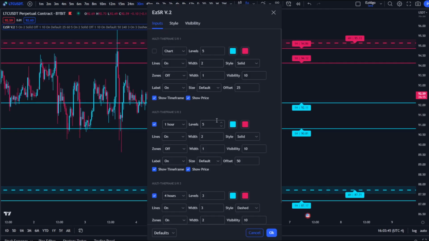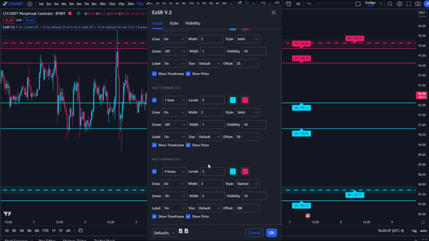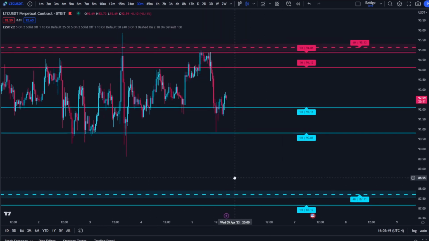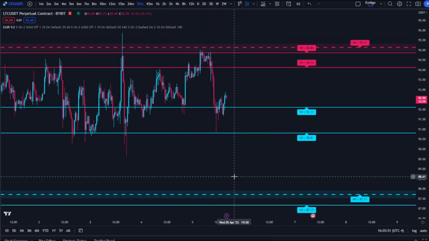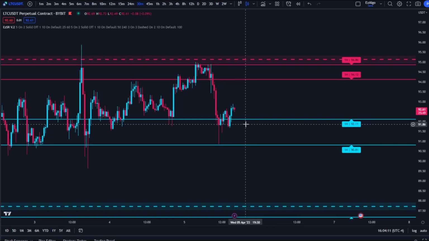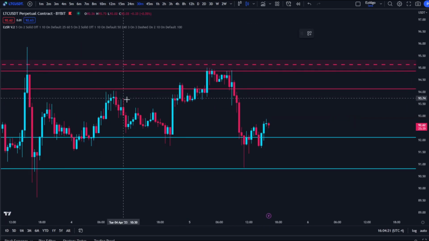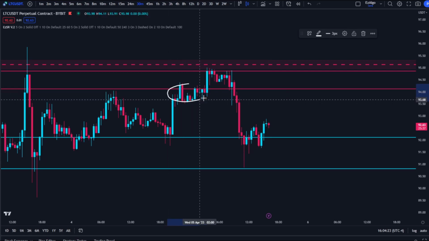All right, so in the settings, I've turned on the 1 hour and the 4 hour multi-time frame. So now I have levels from the 1 hour and 4 hour on the 30-minute chart, meaning I can go down to this time frame for an entry and still see the levels on a higher time frame. Now, this is super powerful because higher time frame support and resistance levels are respected a lot better than lower time frame levels.